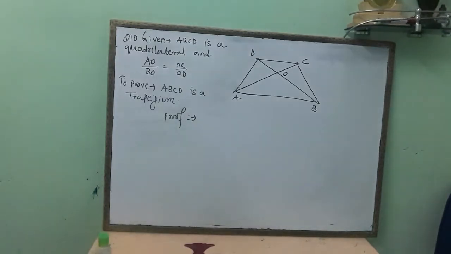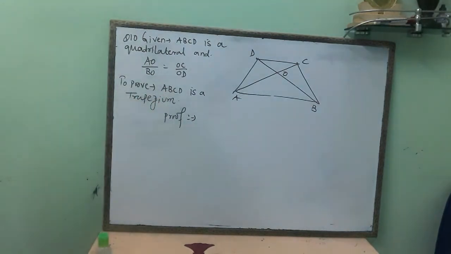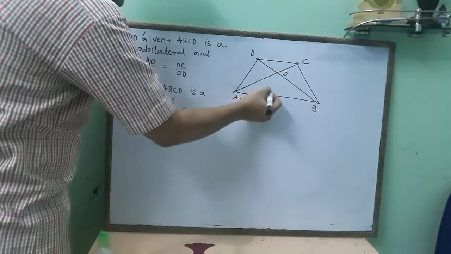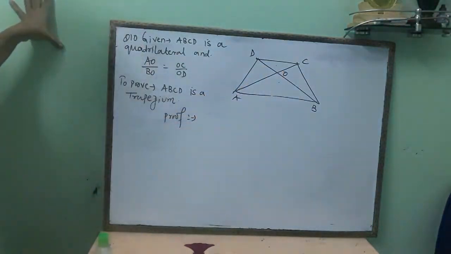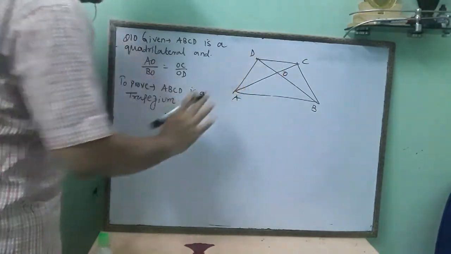Now this is question number 10, the last question of this exercise. It is given that ABCD is a quadrilateral, AC and BD intersect each other at O, and AO by BO is equal to OC by OD. We have to prove that ABCD is a trapezium. For this we will show the triangles are similar and then the lines are parallel. If AB and CD are parallel, it will be a trapezium.